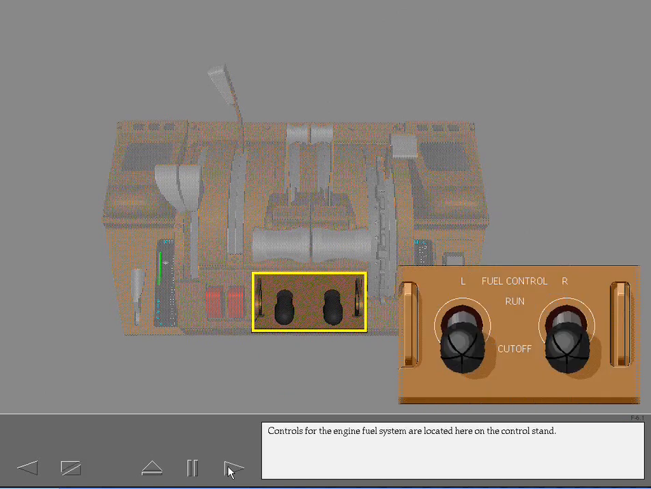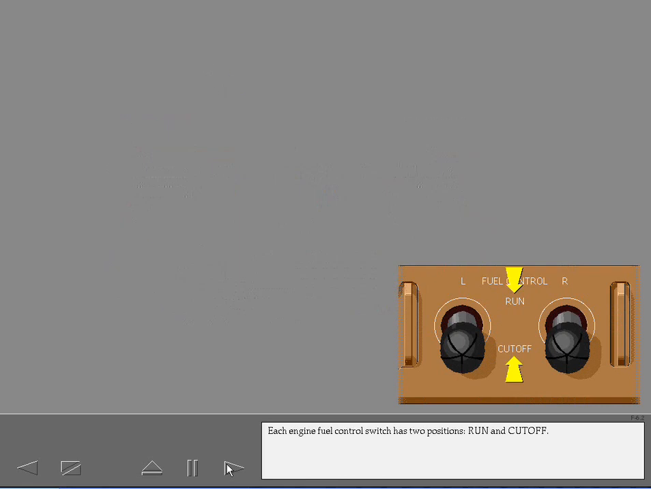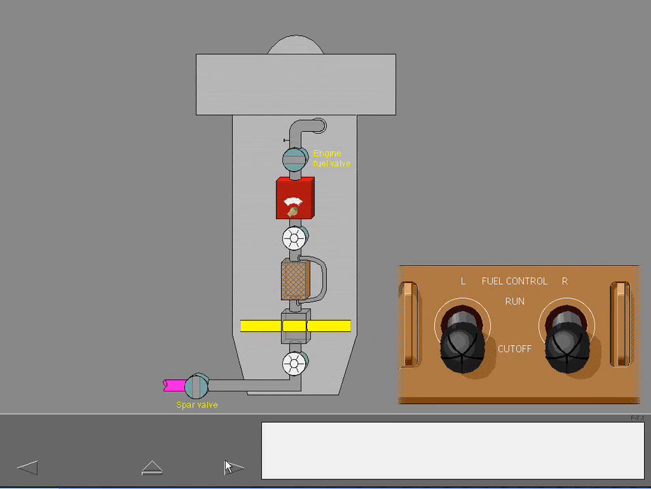Oil temperature is sensed before the oil reaches the reservoir. Controls for the engine fuel system are located here on the control stand. Each engine fuel control switch has two positions, run and cutoff. In the cutoff position, the spar and engine fuel valves are closed, preventing fuel from entering the engine. Engine ignition is also deactivated. Move the left fuel control switch to run.